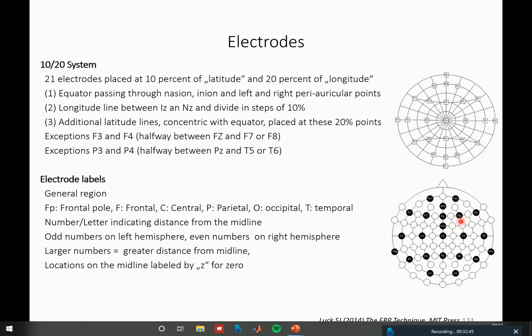So remember that we looked at, for example, electrode O2, which you now know is occipital. It's on the right side and it's relatively close to the midline. The locations on the midline are labeled Z for 0. So in the middle you have the FCZ, CZ, and PZ, OZ electrodes that refer to the midline.